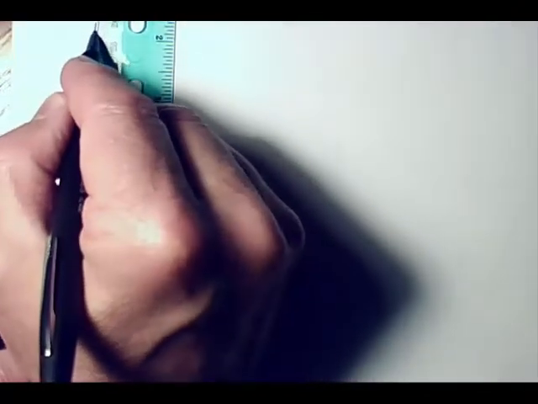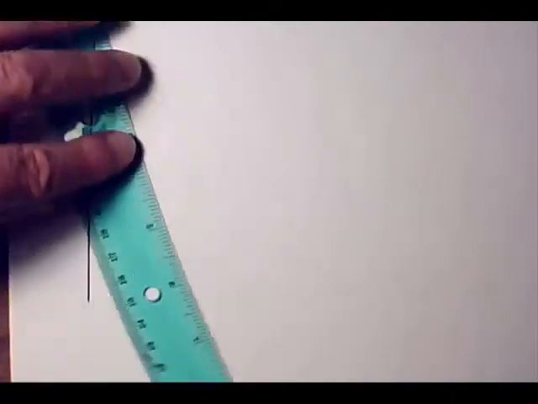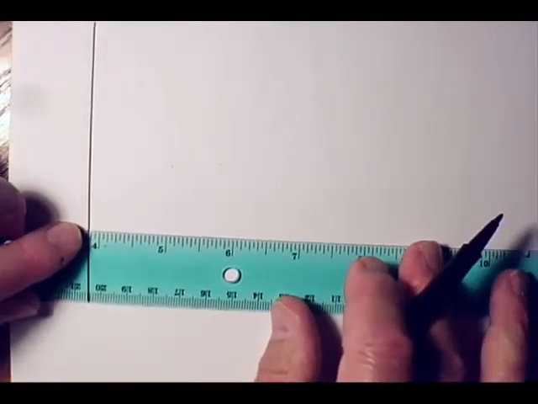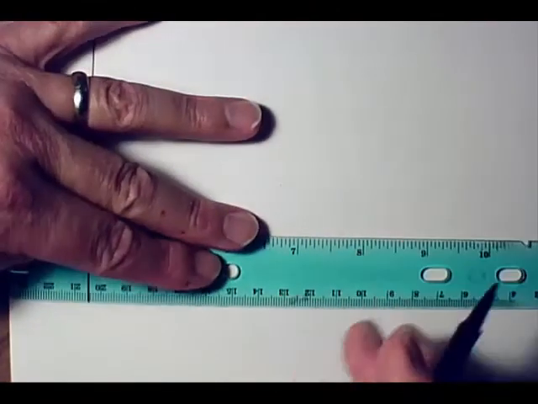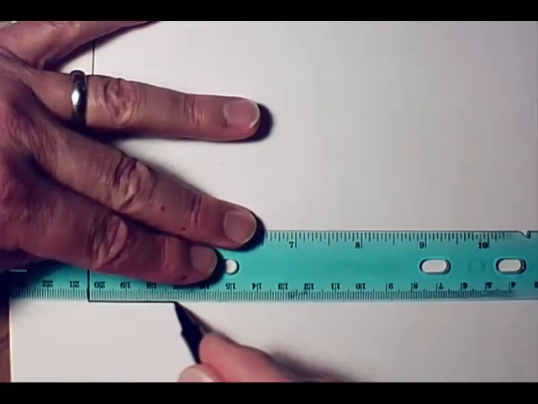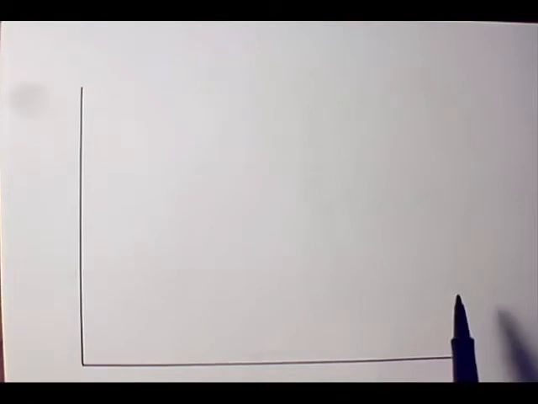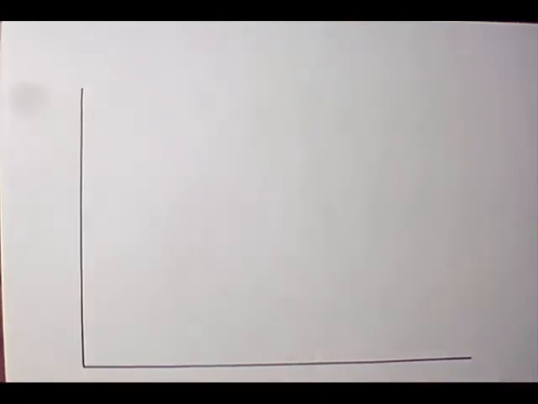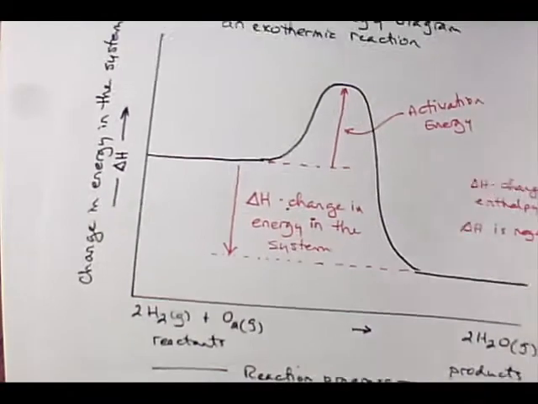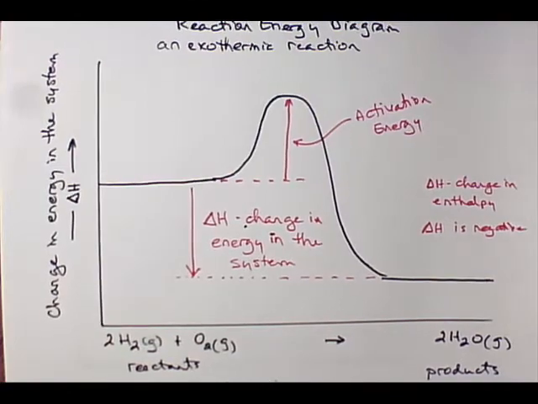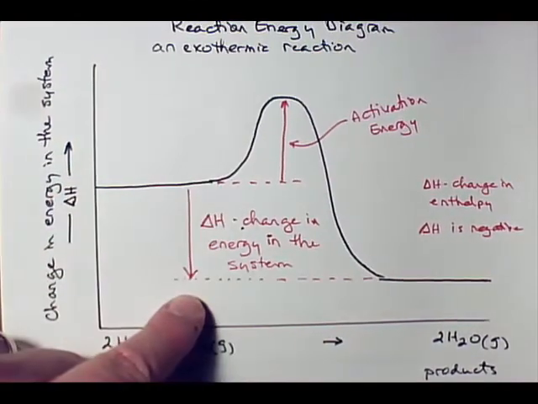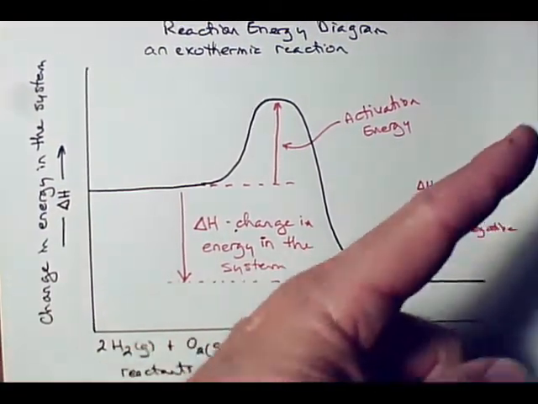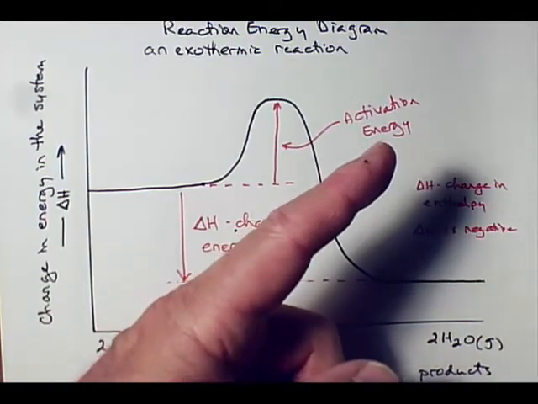Some of you in the lab we did last Friday had some energy that wasn't given away. Some of you did a reaction where you didn't have energy given away. This is energy being given away. The system is losing energy, so the energy is being given away to the surroundings.